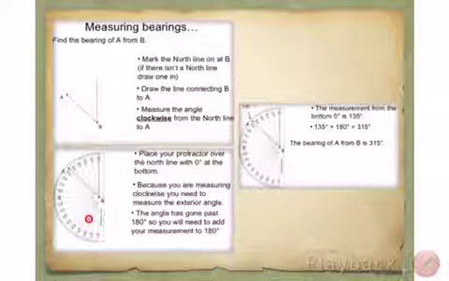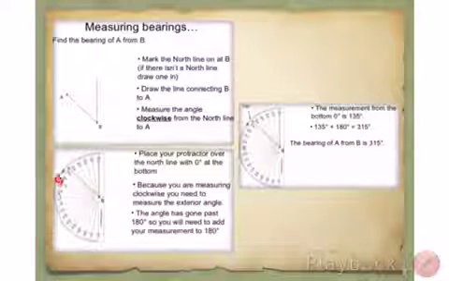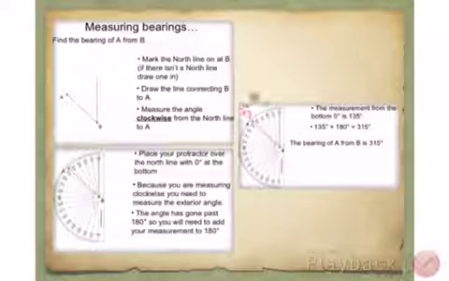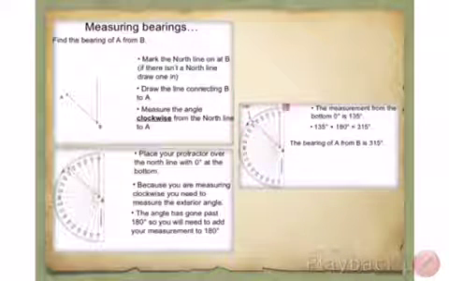So I put my protractor on it, and I can see from here all the way up to the A, so 0, 10, 20, 30, 40, 50, 60, 70, 80, 90, 100, 110, 120, 130, 135. I have to add on that 135 now to the 180 to work out my total distance from B to A, and I get 315. So 135 was the angle that I needed to add on to the 180.